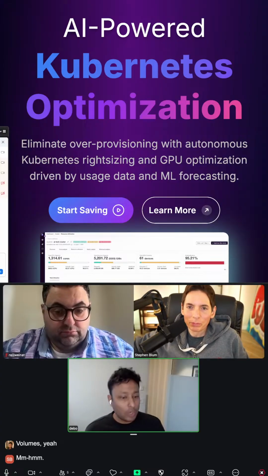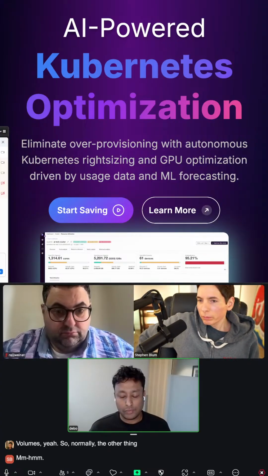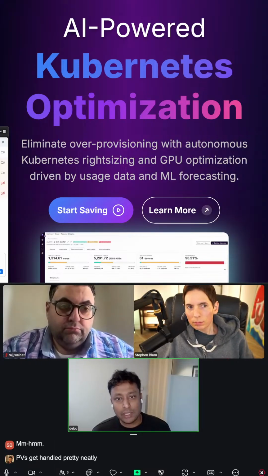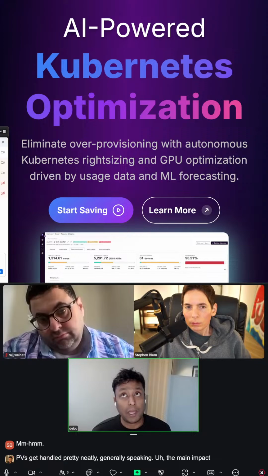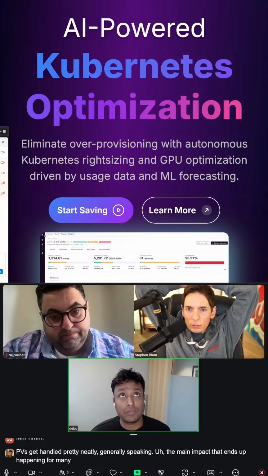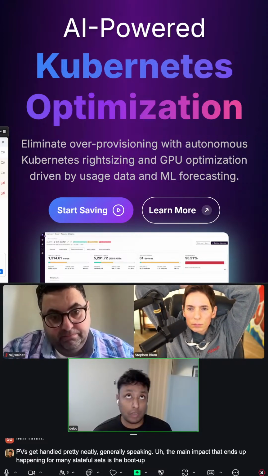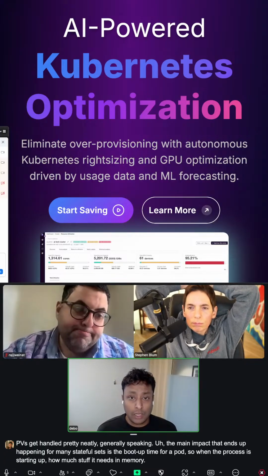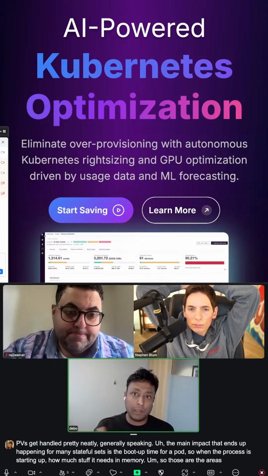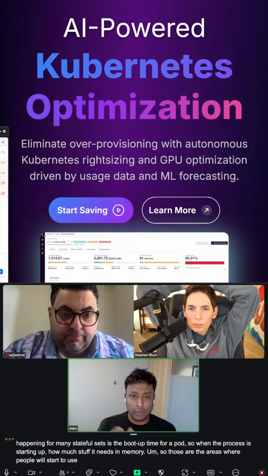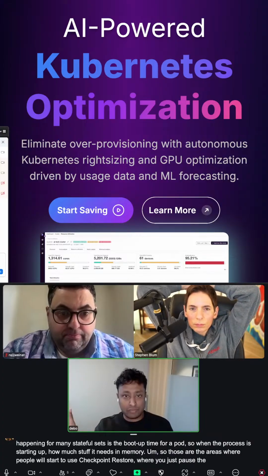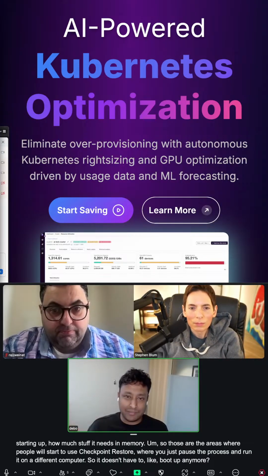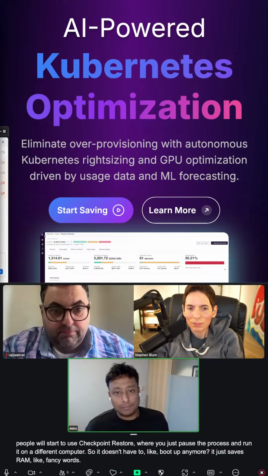Yeah. So normally PVs get handled pretty neatly, generally speaking. The main impact that ends up happening for many stateful sets is the boot up time for a pod, so when the process is starting up, how much stuff it needs in memory. Those are the areas where people will start to use checkpoint restore, where you just pause the process and run it on a different computer. So it doesn't have to boot up anymore. It just saves RAM, fancy words.